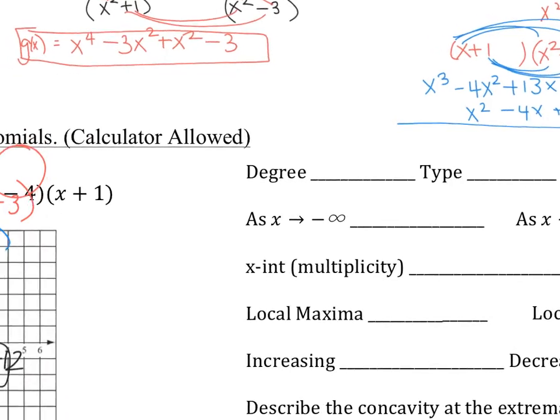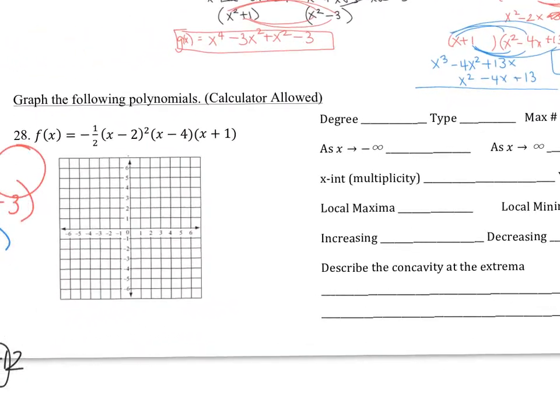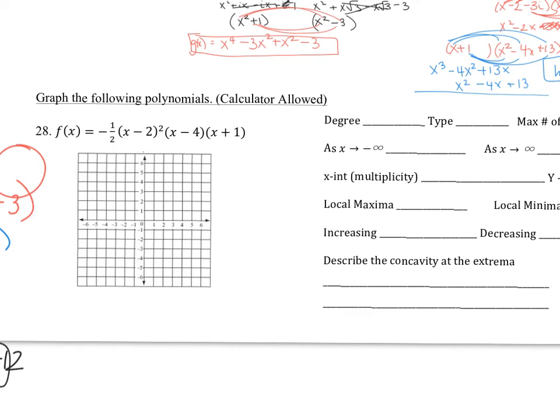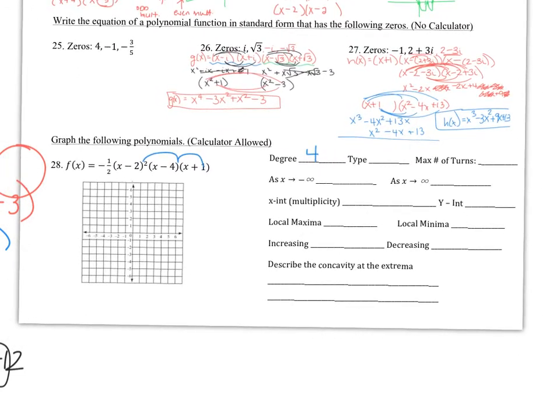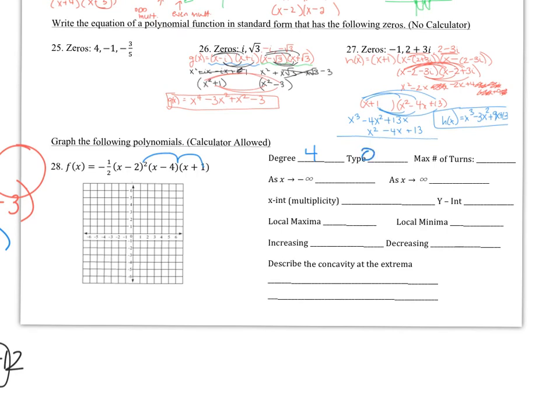So let's go ahead now and do this next one, number 28. So here calculator is allowed. So my degree, I would have x squared times x times x. So that's degree of 4. I should probably zoom this out a little bit more. All right. And that is a quartic. Max number of terms is 3 because n minus 1. So it's a degree of 4, but it has a negative leading coefficient because it's negative 1/2. So that means f of x is going to negative infinity on both ends.